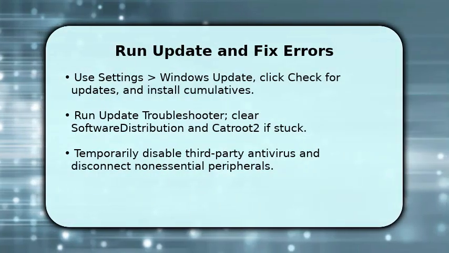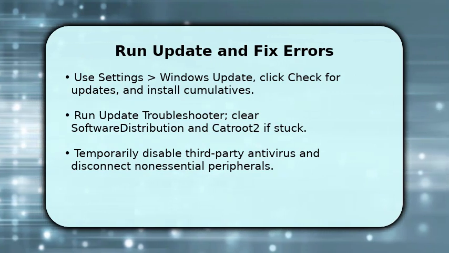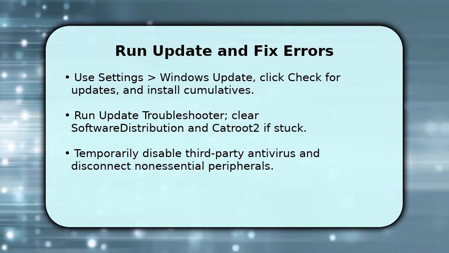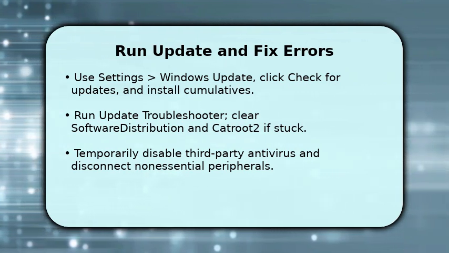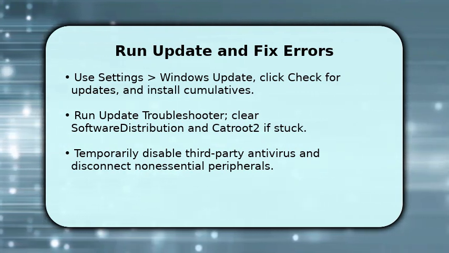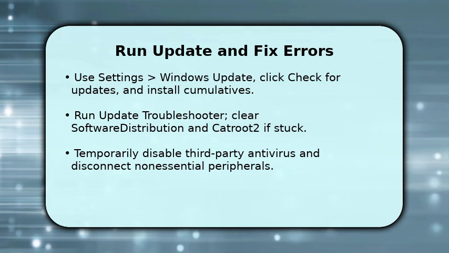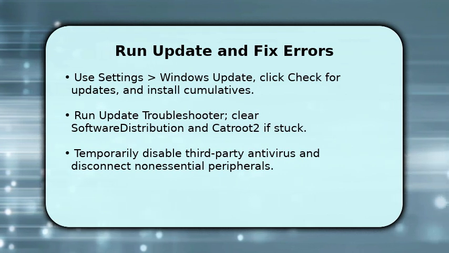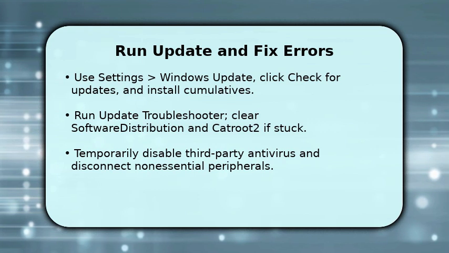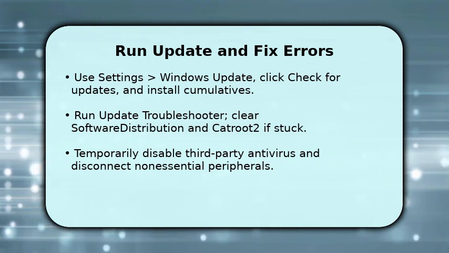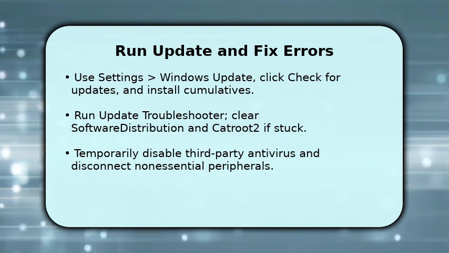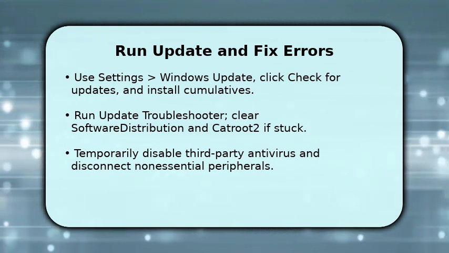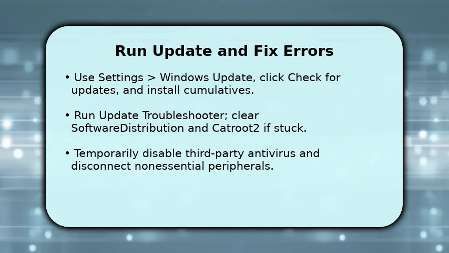You'll now perform the core update steps and handle common mid-process issues. In Settings, open Windows Update and click Check for updates. Install cumulative and feature updates one at a time to reduce conflicts. If a download or installation stalls, run the built-in update troubleshooter, then stop the Windows Update service and clear the SoftwareDistribution and catroot2 folders to reset the cache. Also, temporarily disable third-party antivirus and unplug printers or USB drives so device drivers don't block the process.